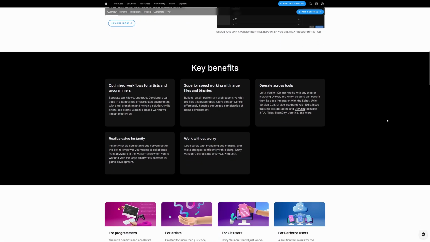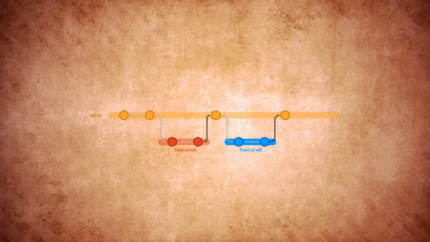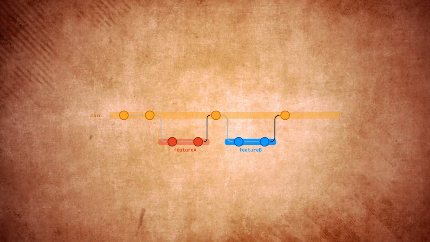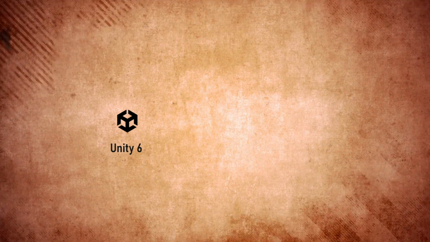So, what is Unity version control? At its core, it's a version control system similar to Git, which Unity is blending more and more into its ecosystem. What does that mean? You will need to understand three pieces. The Unity engine itself, which in Unity 6 has a built-in plugin for version control.